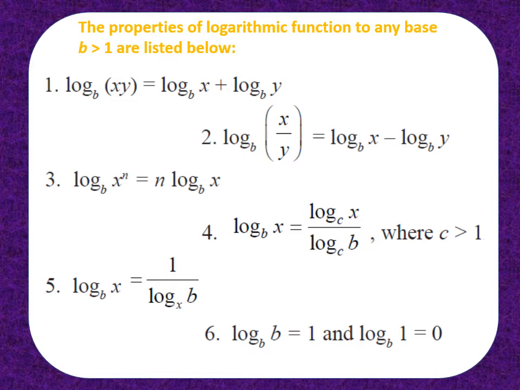If we have log x power n, then the power should come before log, so it becomes n log x. If we have log x base b, it simply means we can write log x upon log b with a common base c. Clear? And log x base b, if we write it in the form of a denominator, then the base and x should interchange their places.